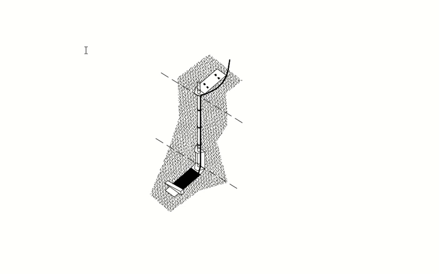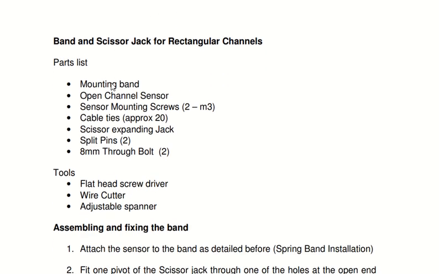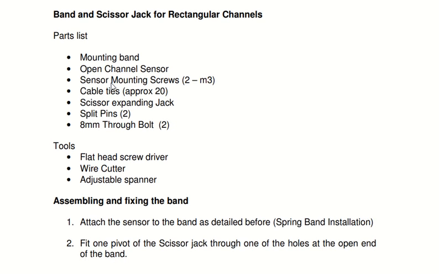Now let's take the second case which we are about to discuss, the band and scissor jack rectangular channel. The parts we are going to use will be: first, a mounting band, an open channel sensor, two sensor mounting screws, around 20 cable ties, a scissor expanding jack and two split pins, and two 8 mm through bolts will also be required here.